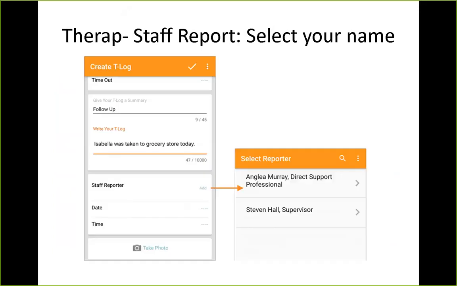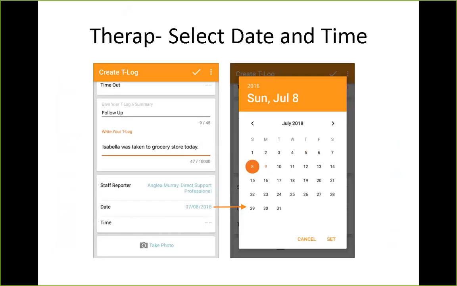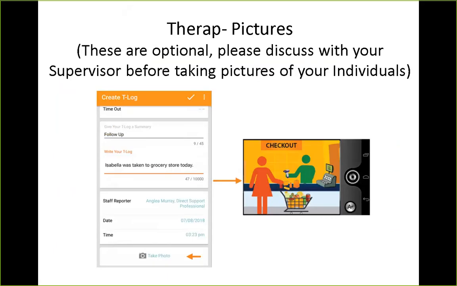Staff reporter, you should select your name. THERAP, select date and time of your note. Pictures are optional, but require the individual's consent. Please discuss with your supervisor if you have any questions.